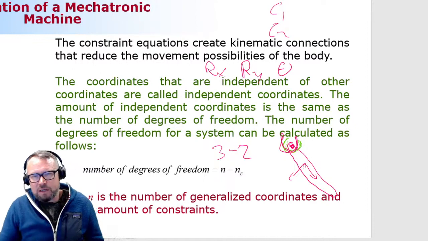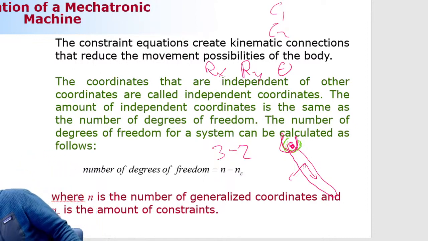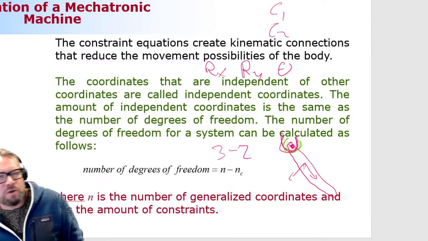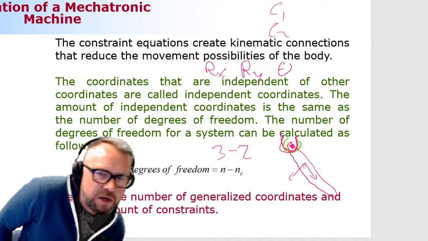And then I'm blocking the view, so let me see what it says. Where n is the number of generalized coordinates, nc is the number of constraints. Right, just what I explained.